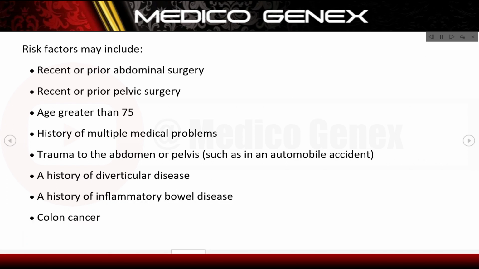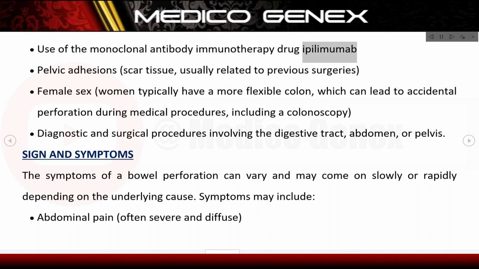Risk factors. Risk factors may include recent or prior abdominal surgery, recent or prior pelvic surgery, age greater than 75, history of multiple medical problems, trauma to the abdomen or pelvis, such as in an automobile accident, a history of diverticular disease, a history of inflammatory bowel disease, colon cancer, use of the monoclonal antibody immunotherapy drug ipilimumab, pelvic adhesions, scar tissue, usually related to previous surgeries. Female sex. Women typically have a more flexible colon, which can lead to accidental perforation during medical procedures, including a colonoscopy. Diagnostic and surgical procedures involving the digestive tract, abdomen, or pelvis.